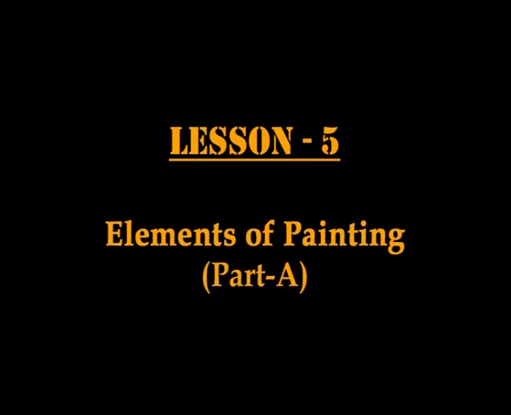Unit 3, Lesson 5, Part A, Elements of Painting. In Part A, we have included line, form and color. So first we are talking about line. Normally we say that a form which joins two points is the line.